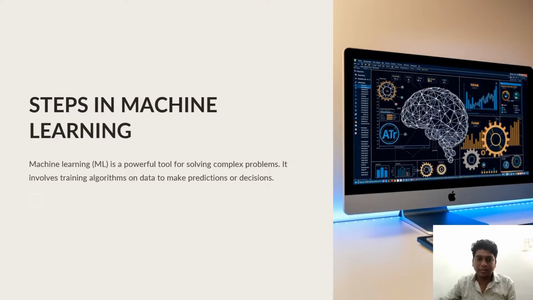So, what do you mean by machine learning first? It is a powerful tool that is a subset of artificial intelligence for solving complex problems with the help of various algorithms. By using these algorithms, it makes predictions and decisions that have a wide variety of applications.